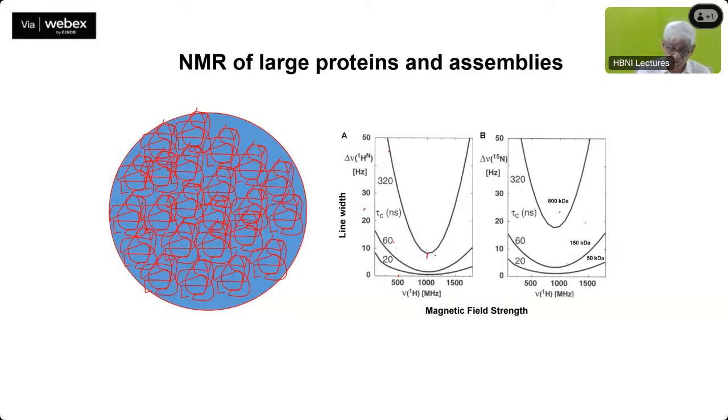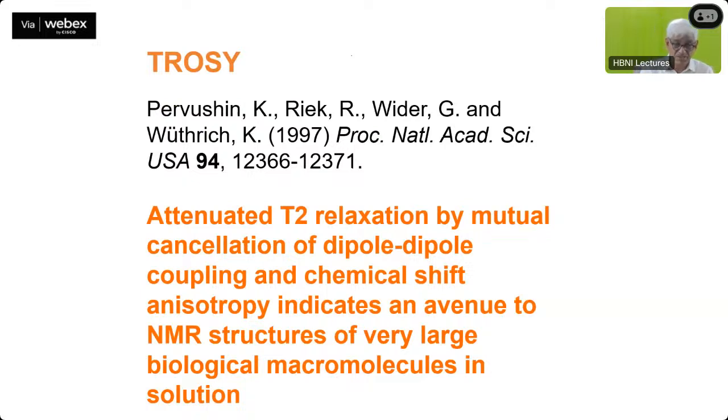When the chemical shift anisotropy relaxation compensates for the dipolar relaxation, you start getting these smaller, narrower lines. And that is more effective at this field strength. So it's not effective at a very low field strength, neither is it much effective for lower molecular weight molecules. If you have large molecular weight molecules and a higher magnetic field strength, then you see the effect in a much more pronounced manner. And that is the TROSY experiment, which I was mentioning to you. This is attenuated T2 relaxation by mutual cancellation of dipole coupling and chemical shift anisotropy indicates an avenue to NMR structures of very large biological macromolecules.